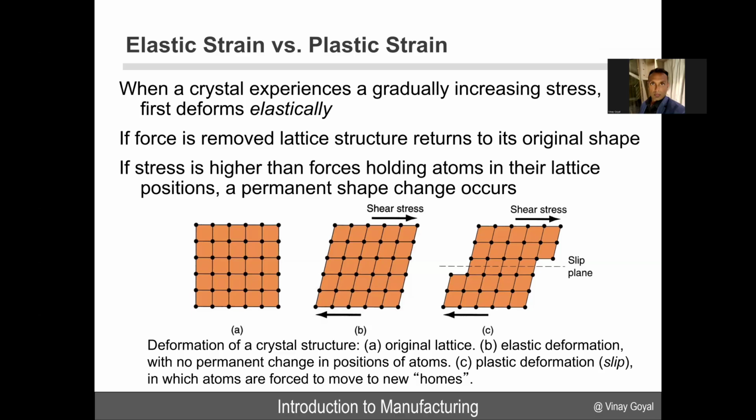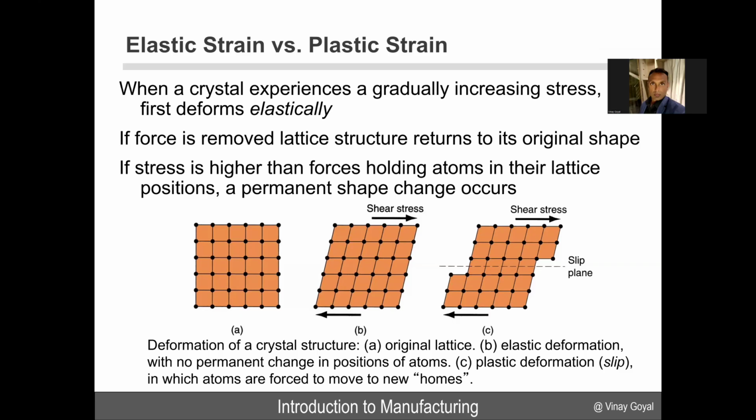well. So when a crystal experiences a gradually increasing stress, it will first deform elastically. That's really what happens. As you increase the stress, it will deform elastically, meaning when I remove the load, it can return back quite easily. So A here is your original crystal structure. B is an elastic deformation that has no permanent deformation or change in positions of atoms. So when I apply the load and I remove it, it goes back to A.